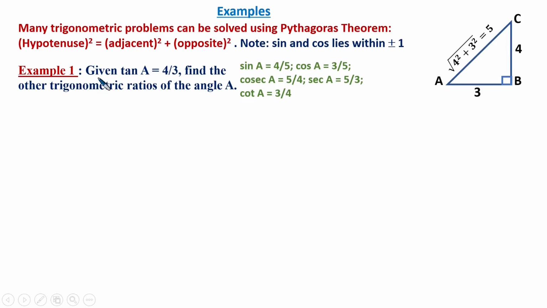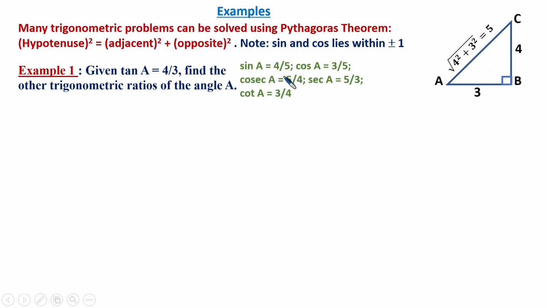Now example 1. Given tan A is equal to 4 by 3, find the other trigonometric ratios. The other trigonometric ratios mean sine A, cosec A, sec A, cot A. So this is opposite, 4, and this is adjacent, 3. What is the hypotenuse? The hypotenuse will be the square root of 3 square plus 4 square, which is 16 plus 9, 25. The square root of 25 is 5. So the hypotenuse is 5 here. Sine A is opposite by hypotenuse, which is 4 by 5. Cos A is 3 by 5.